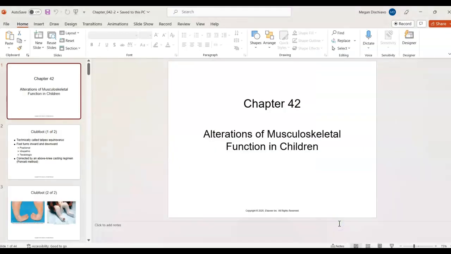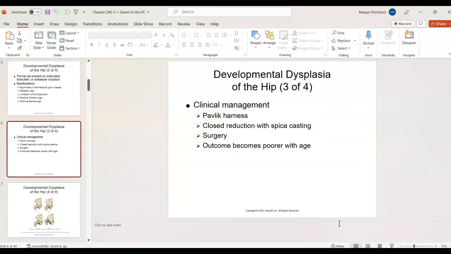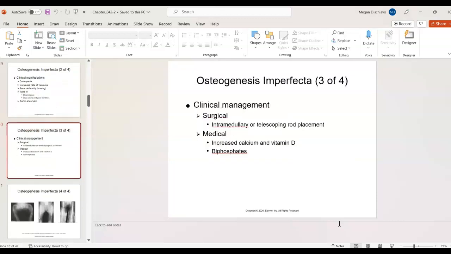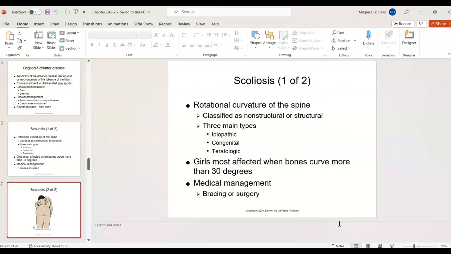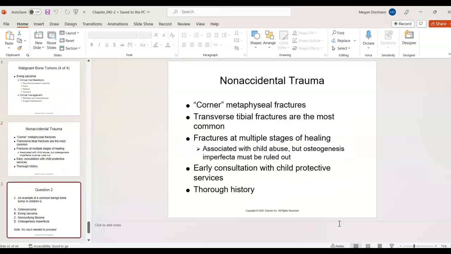Chapter 42 is alterations in children. 41, I'm sorry, was in elderly. This is in children. You will absolutely see this if you work in any sort of general practice or ER or urgent care. Buzz through that. Try to memorize those as best as you can.